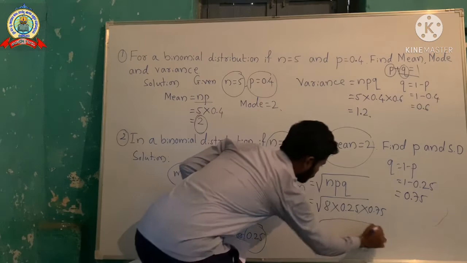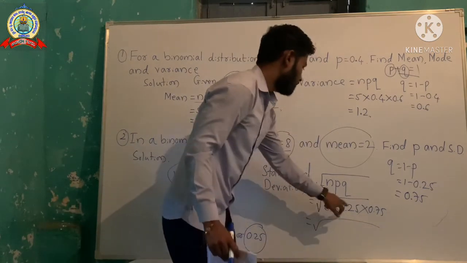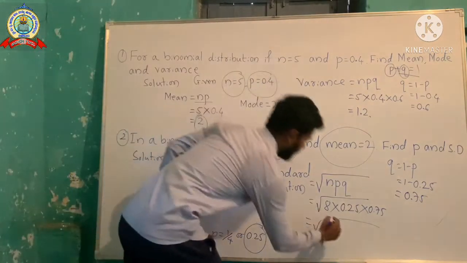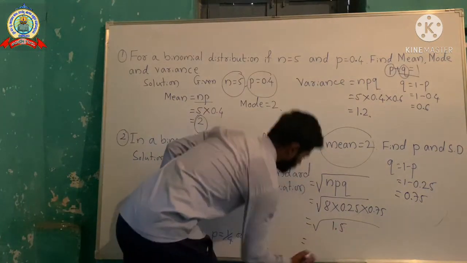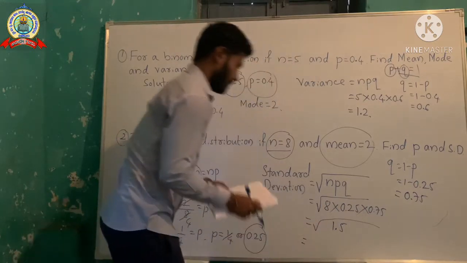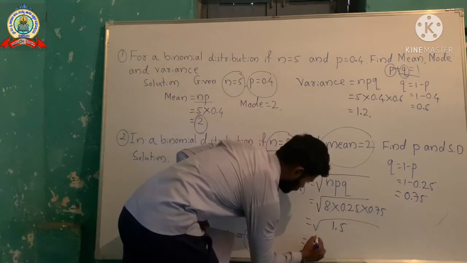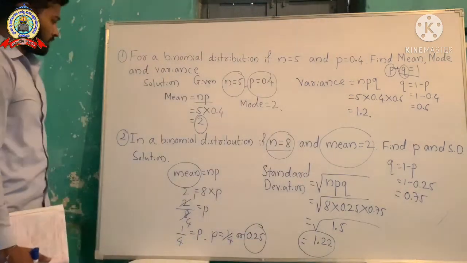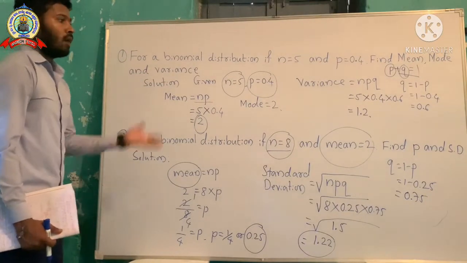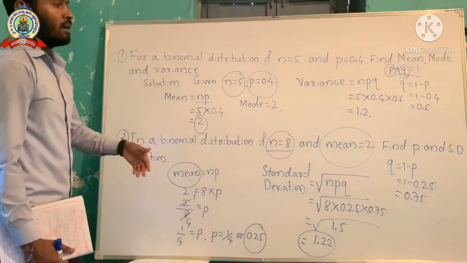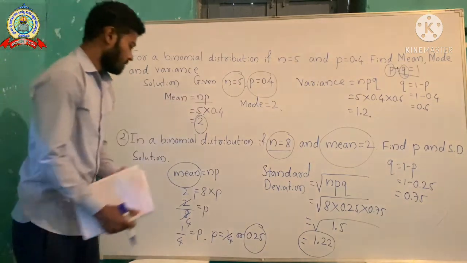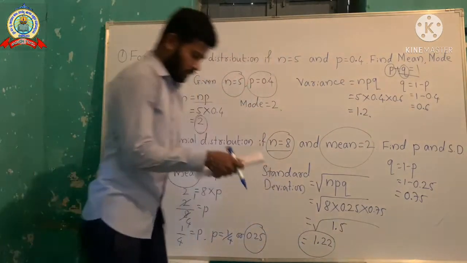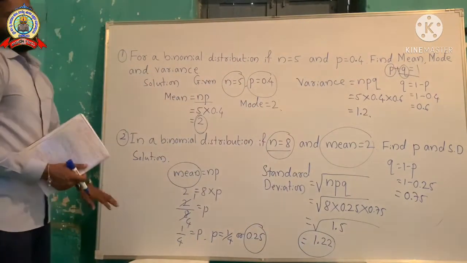So the square root of the product of 0.25 and 0.75. So that is 1.5. So what is the square root of 1.5? Ultimately we get 1.22. So that is the standard deviation. So in this problem we have found out the value of p as 0.25 and also the standard deviation 1.22. So this is the second problem.